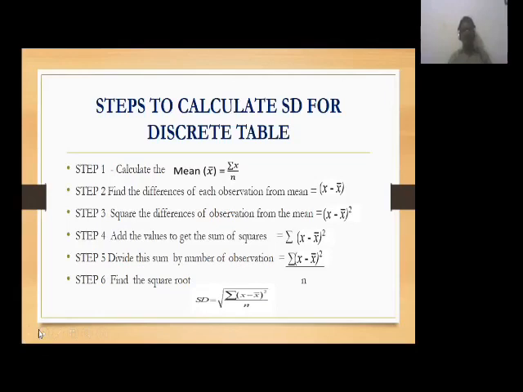Step 4. Add the values to get the sum of squares: sigma x minus x bar whole square. Step 5. Divide this sum by the number of observations: sigma x minus x bar whole square by n. Step 6. Find the square root of this whole value. That means standard deviation equals the square root of sigma x minus x bar whole square by n. The sixth step is useful to calculate the standard deviation. Let us see one by one.